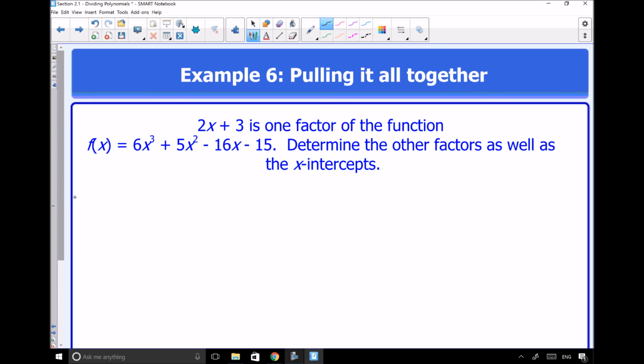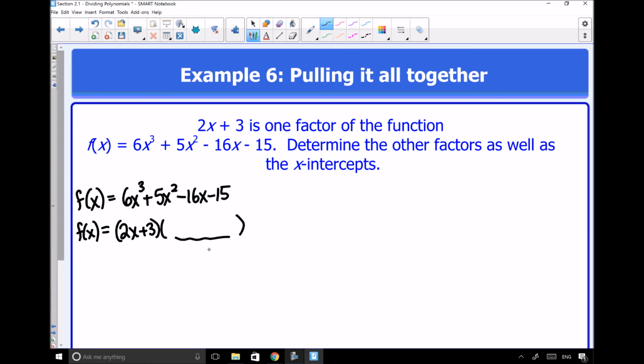So I know that f of x equals 6x cubed plus 5x squared minus 16x minus 15 already has a factor of 2x plus 3. But the question is, what belongs inside of here? What's the other factor? Well, in order to be able to do that, I have to do some division, okay? So I'm going to do some long division to figure this out. So I'm going to figure out, how many times does 2x plus 3 go into 6x cubed plus 5x squared minus 16x minus 15. So let's go ahead and do our long division.